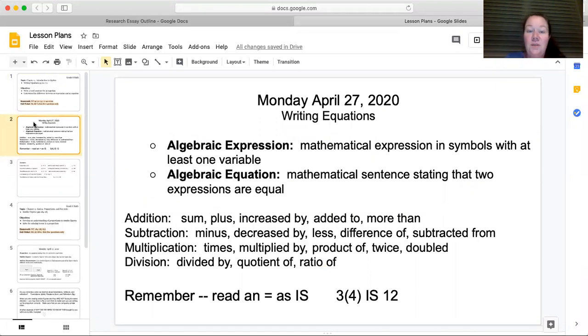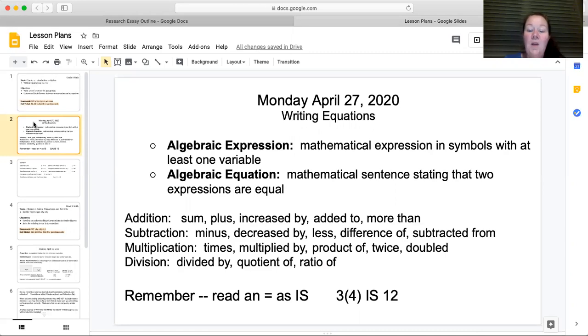Writing equations. An algebraic expression is a mathematical expression in symbols with at least one variable, and there is no answer. An algebraic equation is a mathematical sentence stating that 2 expressions are equal. On this side of the equal sign, it's equal to this one. And remember, an equal sign means to balance.